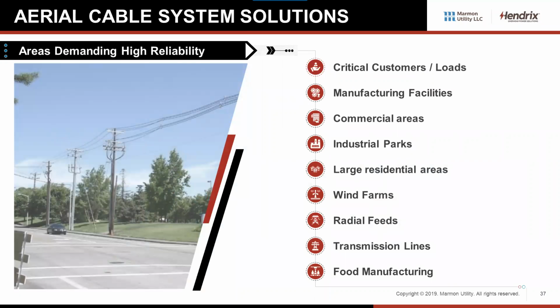Areas demanding high reliability. You talk to most utilities and that's almost their entire system, but you look at commercial and industrial, food manufacturing, transmission lines, critical customers, hospitals, things like that. Any place that may require a second separate circuit feed. Not only is this a reliable system, obviously, but it's a good way to get that separate circuit in, maybe on a set of existing poles, without too much repair or replacement cost.